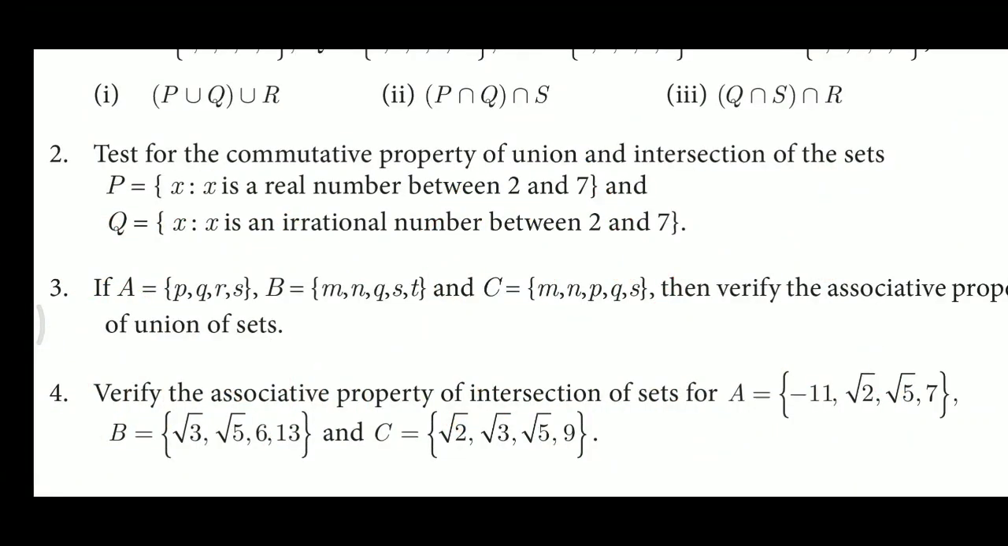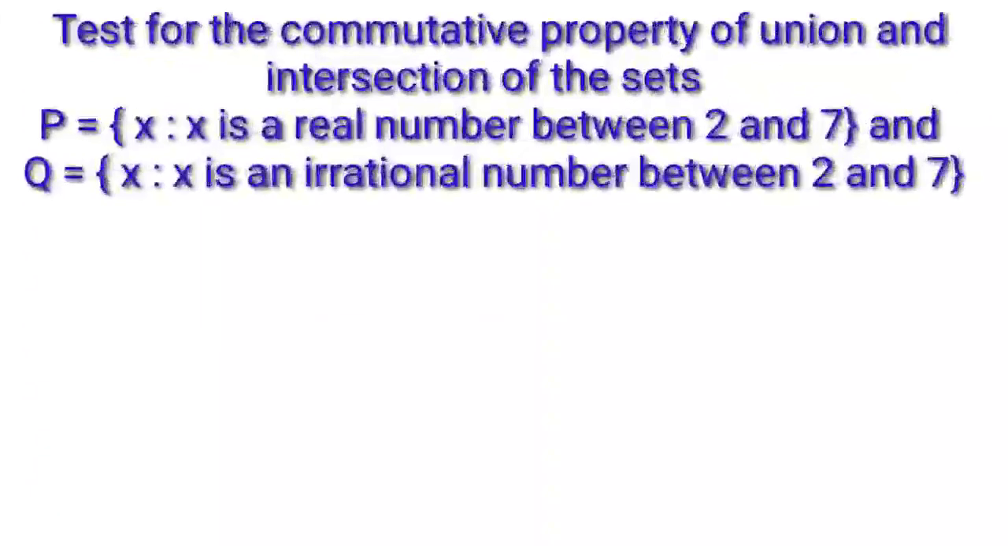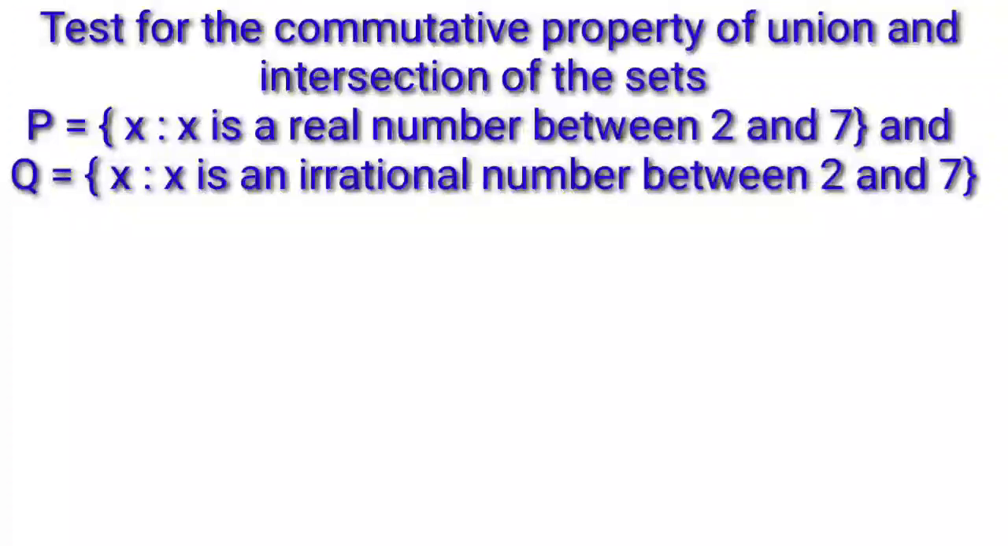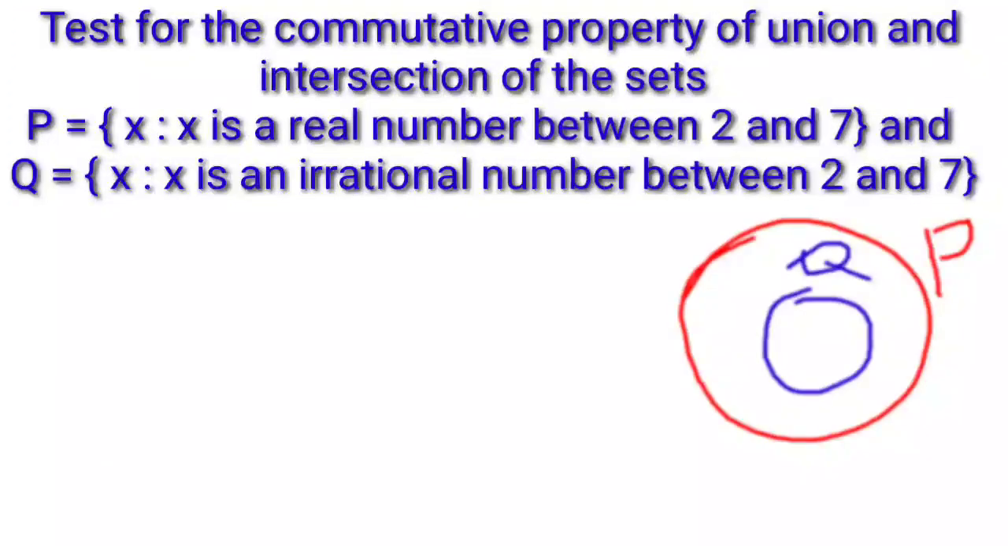Next we will do the second sum from exercise 1.4. Here, test for the commutative property of union and intersection of sets. Set P is equal to {x such that x is a real number between 2 and 7} and Q is equal to {x such that x is an irrational number between 2 and 7}. Here Q is the set of irrational numbers and P is the set of real numbers. So Q is a subset of P.